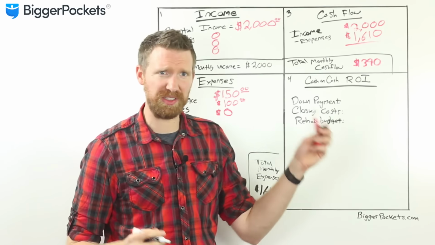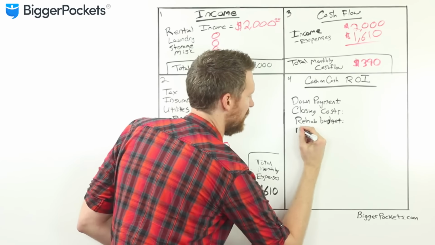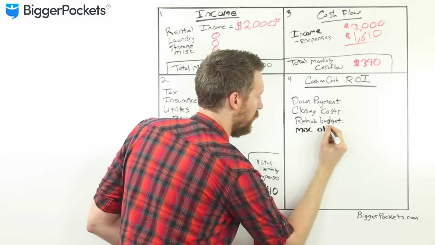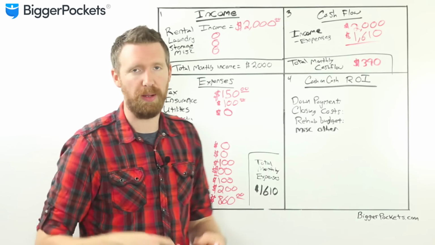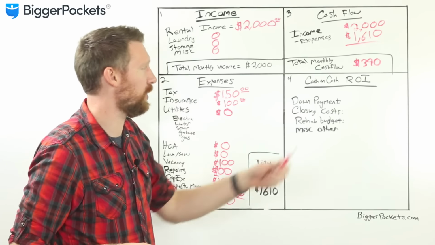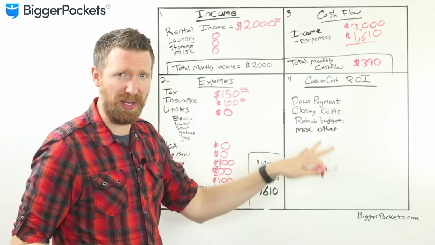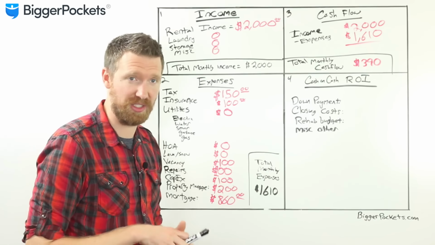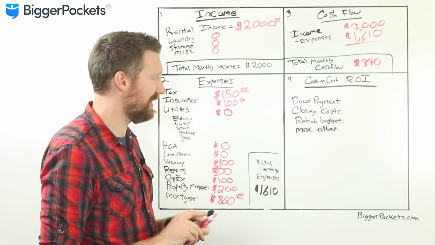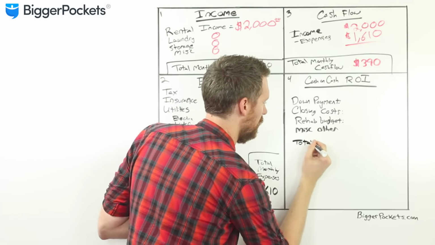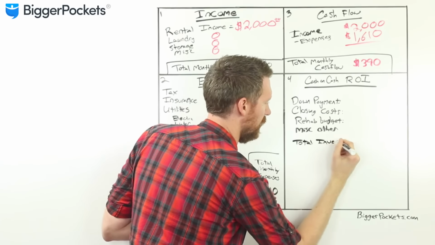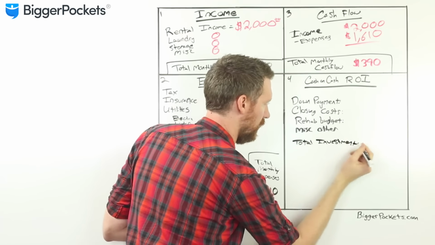So we got a down payment, closing costs, we got our repairs, and maybe just miscellaneous. I'll just add miscellaneous other. Appraisals, whatever, but that's kind of part of closing costs. But either way, when you buy a property, there's a lot of areas you might spend money on to get it. So we're going to add all those up together to get our total investment. All right.